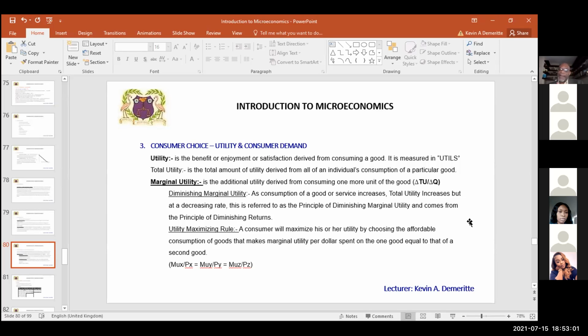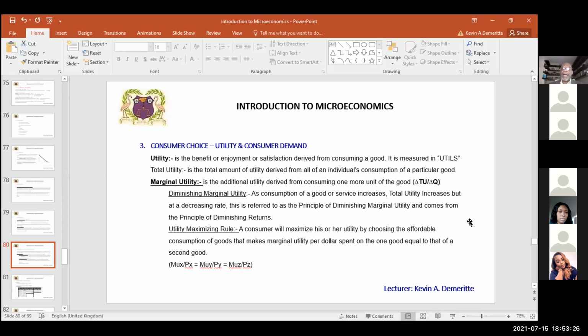Each beer adds some degree of pleasure to you, so your total amount of pleasure, your total utility, is going up, but each subsequent beer is providing you less and less enjoyment. So there's what we call diminishing marginal utility. Total utility goes up, but at a decreasing rate.